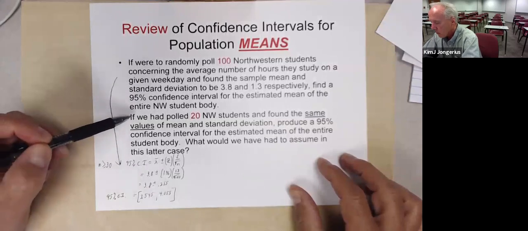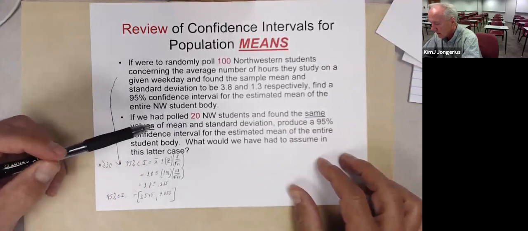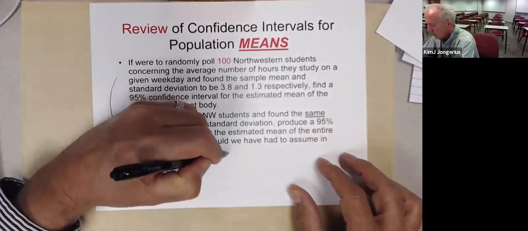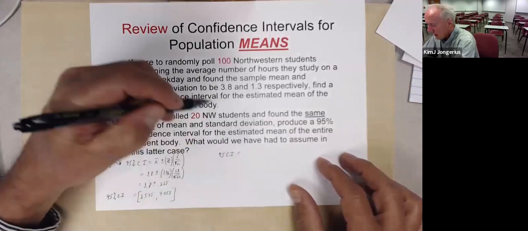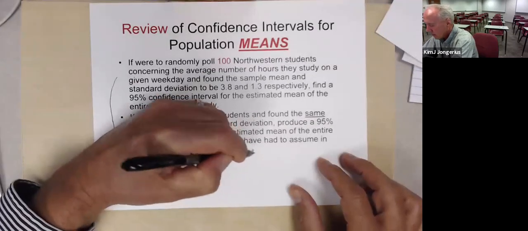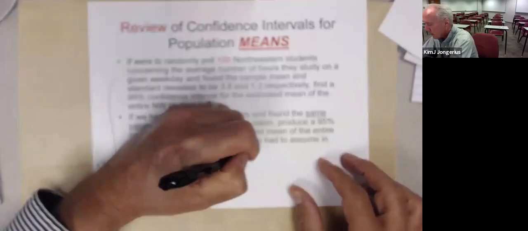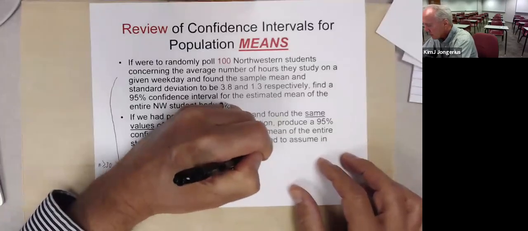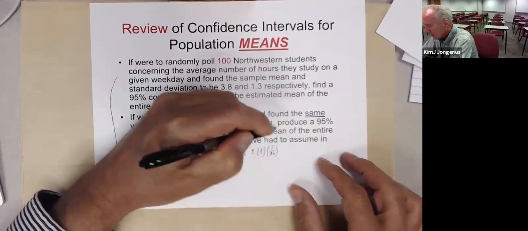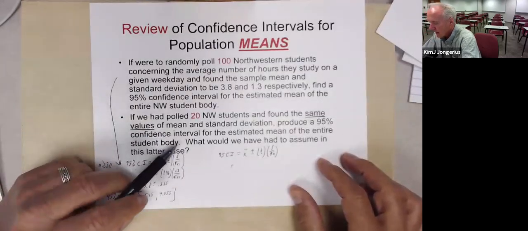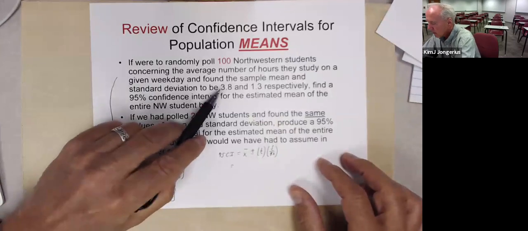Now let's try one for a small sample. We're going to have that confidence interval. It's going to be the same x bar plus or minus a t-score times our adjusted standard deviation. So in this case, the x bar is the exact same number, 3.8.